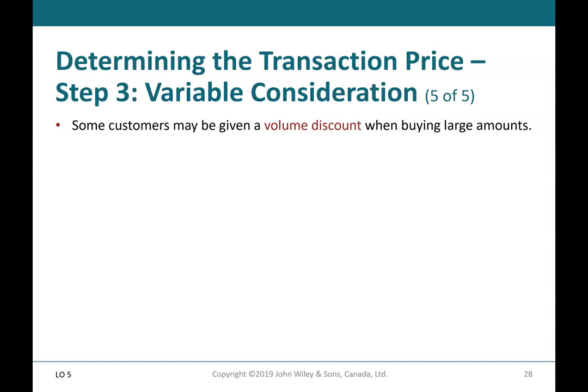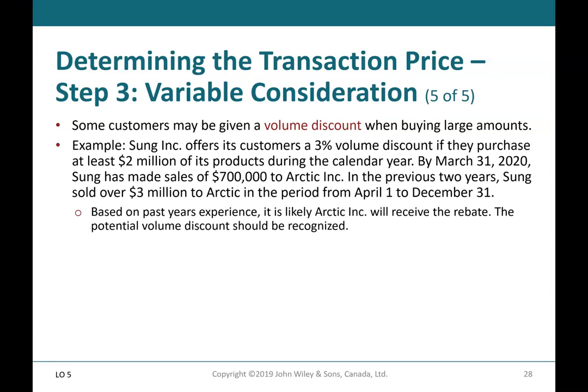Determining the transaction price, step 3, variable consideration, 5 of 5. Some customers may be given a volume discount when buying large amounts. Example, Sung Inc. offers its customers a 3% volume discount if they purchase at least 2 million of its products during the calendar year. By March 31, 2020, Sung has made sales of $700,000 to Arctic Inc.